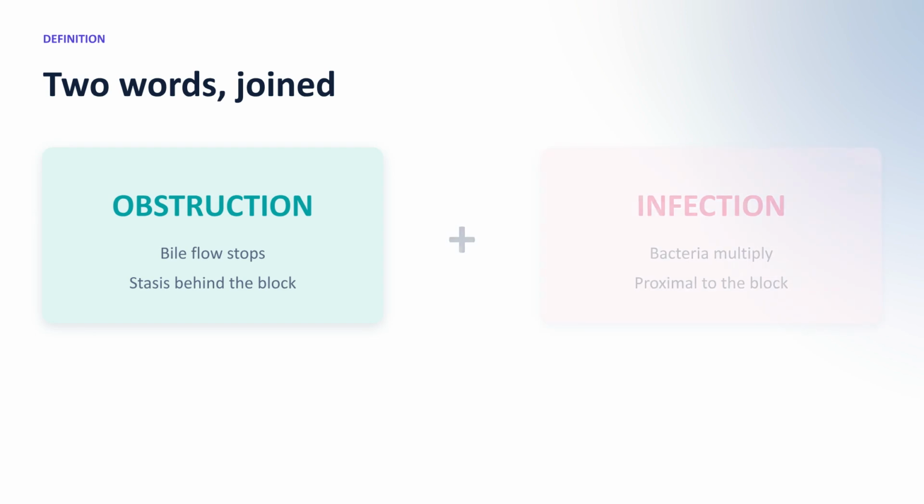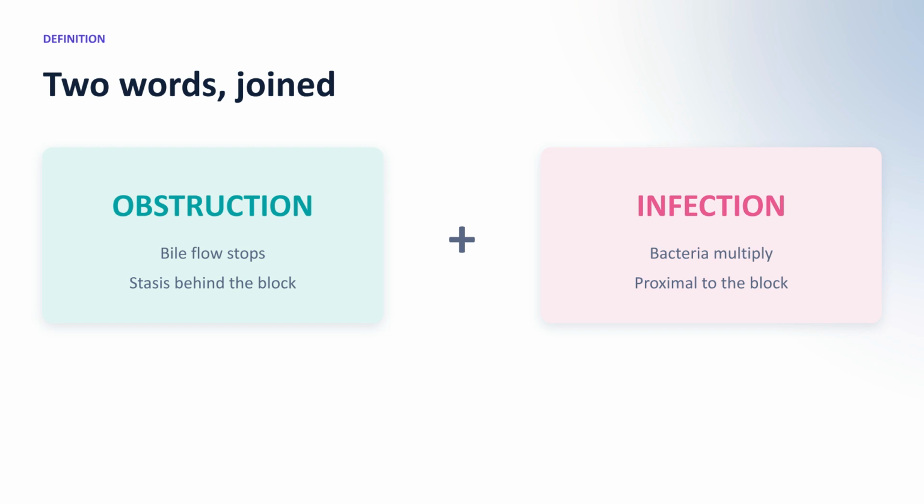So what is cholangitis? The definition is 2 words joined together: obstruction and infection. Bile duct obstruction causes stasis. An infection develops proximal to the obstruction. That word proximal is doing a great deal of work. The infection sits upstream of the blockage, in the part of the tree that cannot empty.